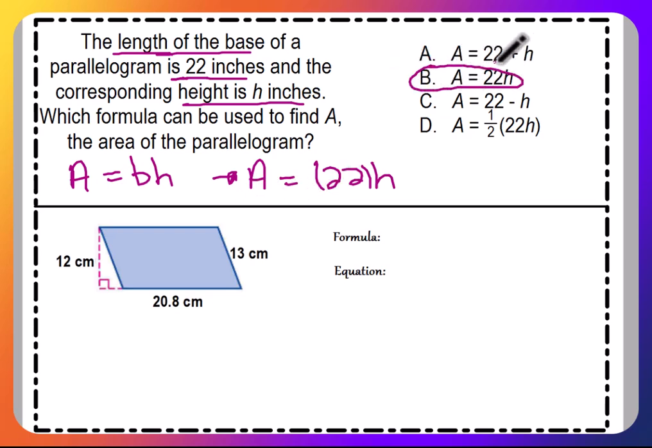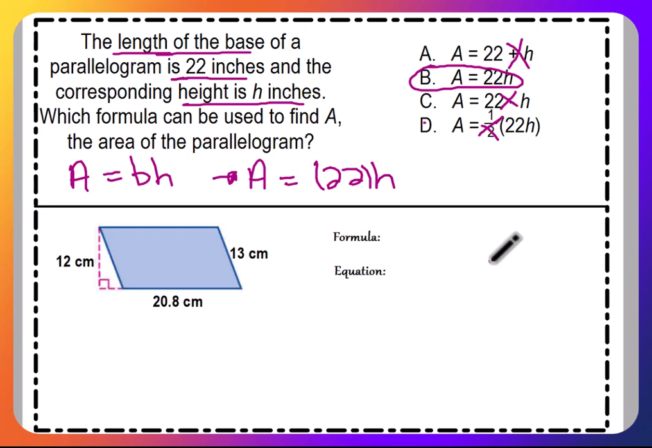You can definitely get rid of A because addition is not part of our formula, nor is subtraction. And this one is half of 22h. So yeah, they're still multiplying 22 times h, but they're taking half of that. The formula doesn't show anything about multiplying by half or dividing by 2. So it can't be the D. So B is your answer.